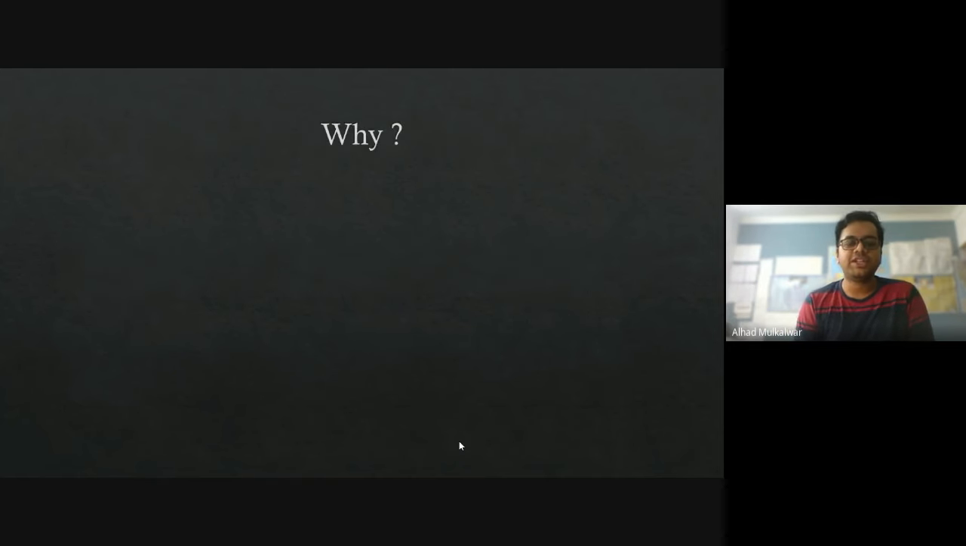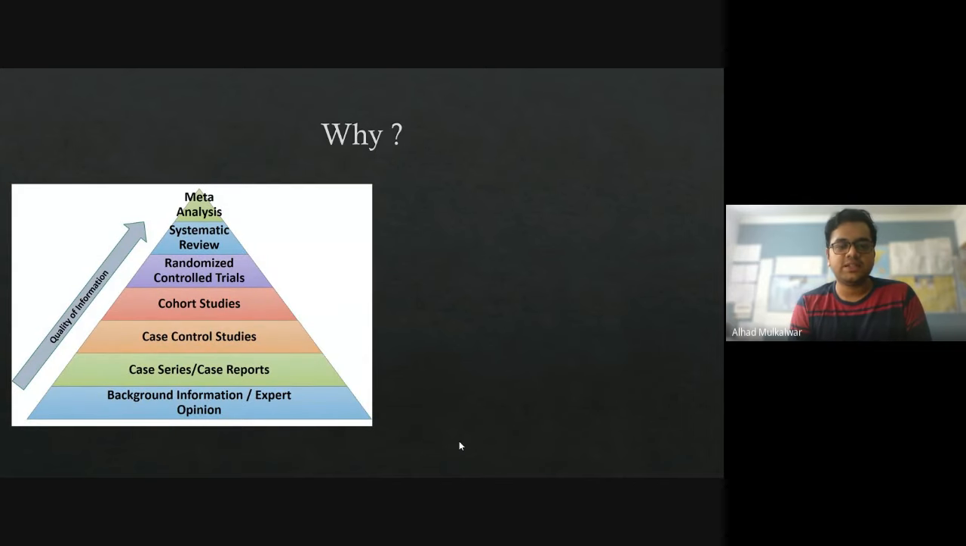So now the question arises, why exactly is something like a case report important for our field? Now on your screen, this is something which we call the evidence-based medicine pyramid. What do we mean when we say evidence-based? Basically, whatever protocols or treatment plans we usually follow in our hospitals are based on some evidence. It is based on some research which has proven to be effective, and that is why we continue using it. As you can see on your screen, the quality of information goes on increasing as you move up the pyramid.